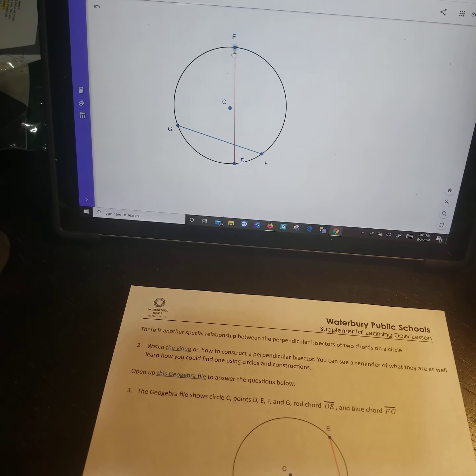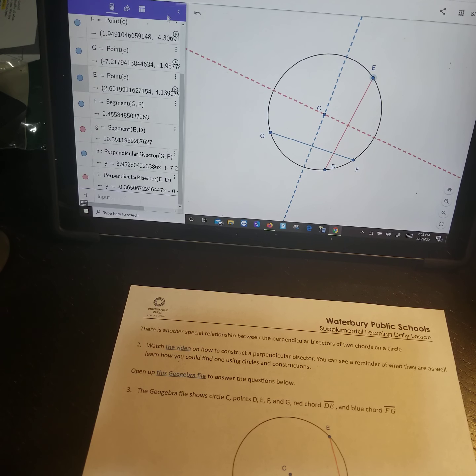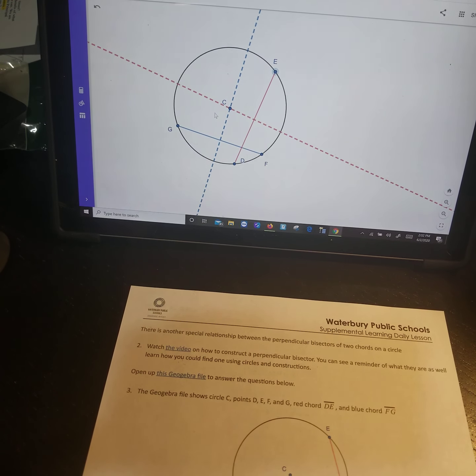It says, move the points that define the chords around. Does your observation hold true? Turn on the perpendicular bisectors. If you don't see the perpendicular bisectors, you click right here. It opens up the tray. Oh, look, perpendicular bisectors 1 and 2. I'm going to close that back up. Now, what can you tell me about where the perpendicular bisectors cross? Hint, hint, it's always at C. You can always find the center with a perpendicular bisector.